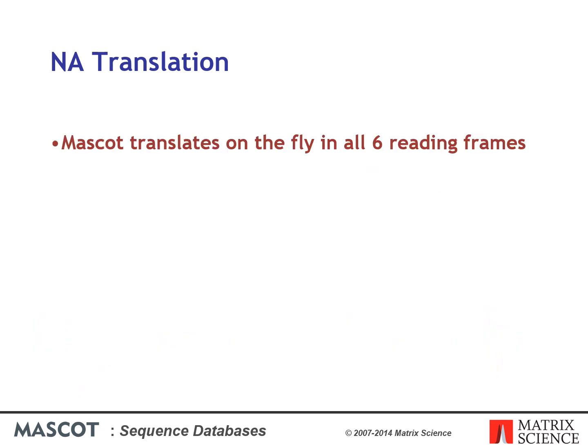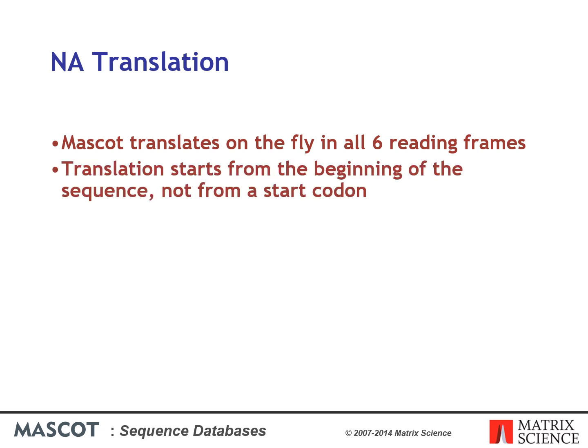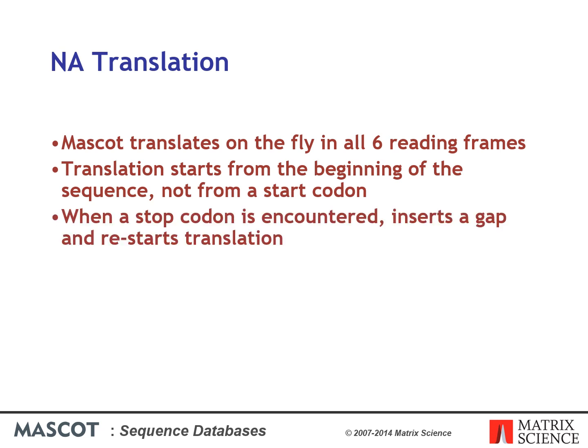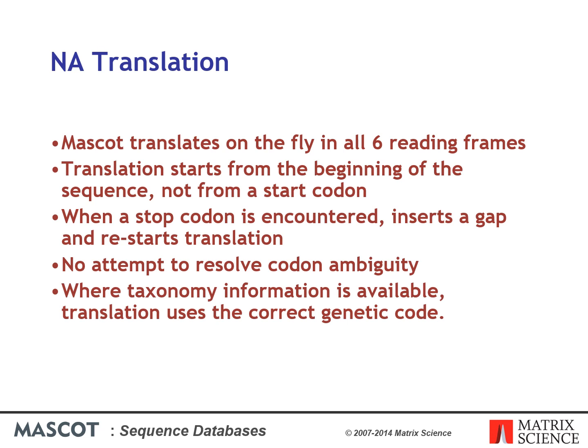The rules for NA translation in Mascot are: translate the entire sequence. Don't look for a start codon to begin. When a stop codon is encountered, leave a gap and immediately restart the translation. There is no attempt to resolve ambiguous codons. For example, ACX can be translated as threonine because the identity of the last base doesn't matter. However, this is not done in Mascot. And finally, all translations use the correct genetic code, so long as the taxonomy is known.